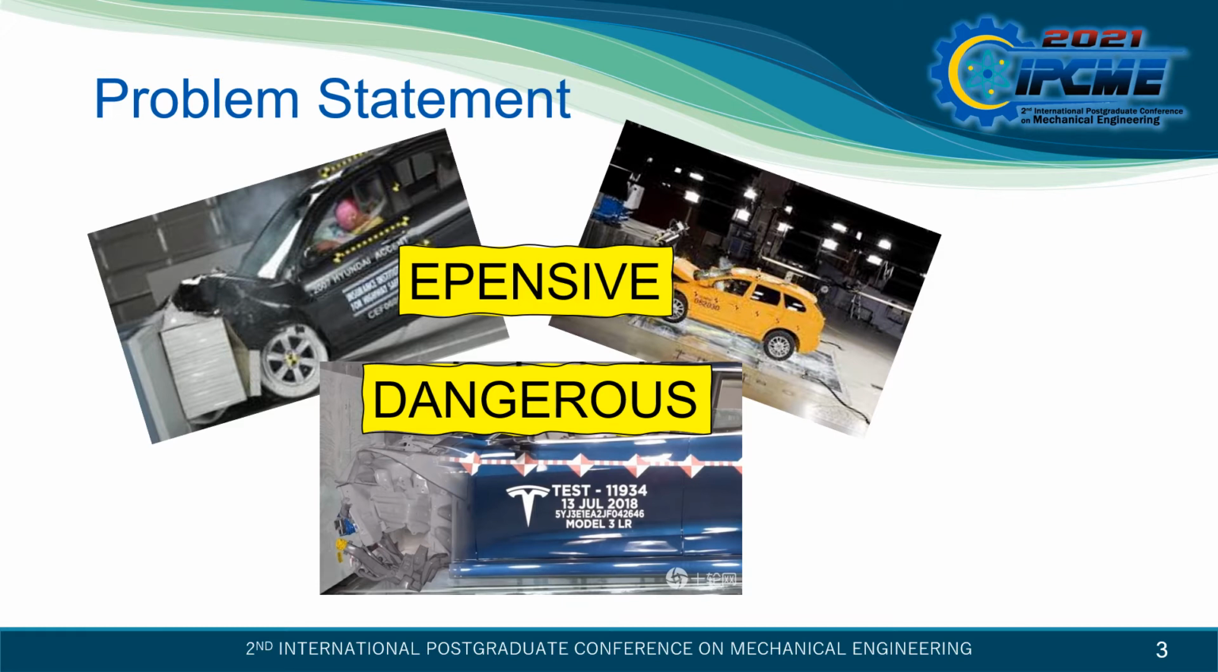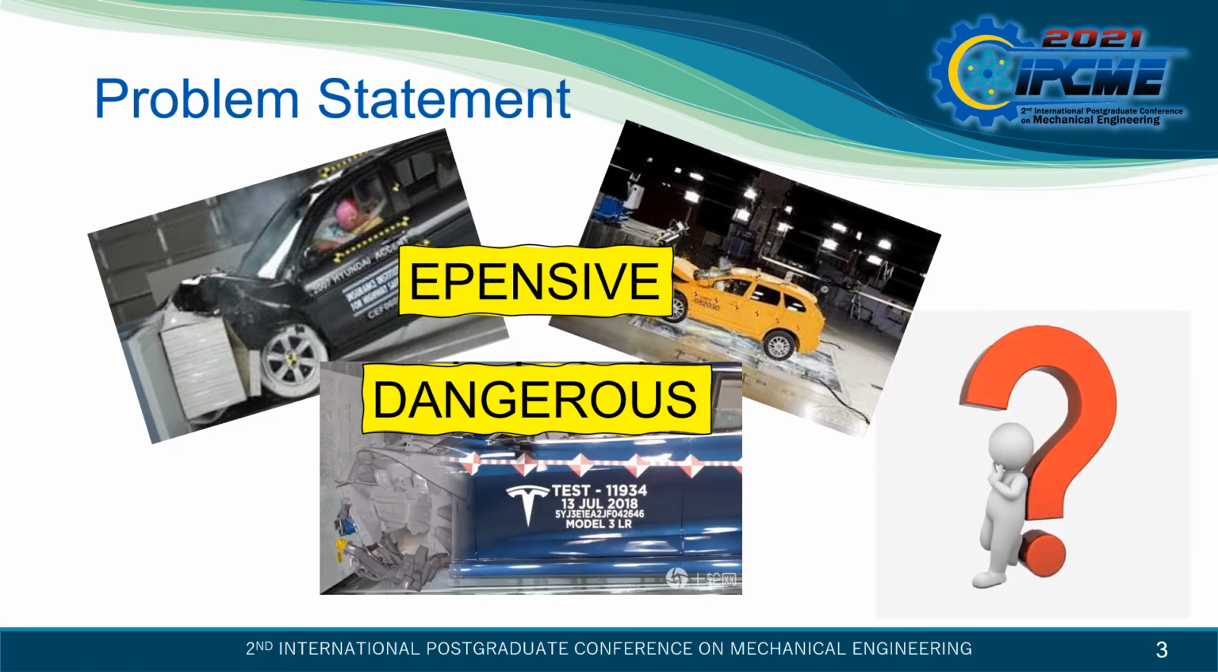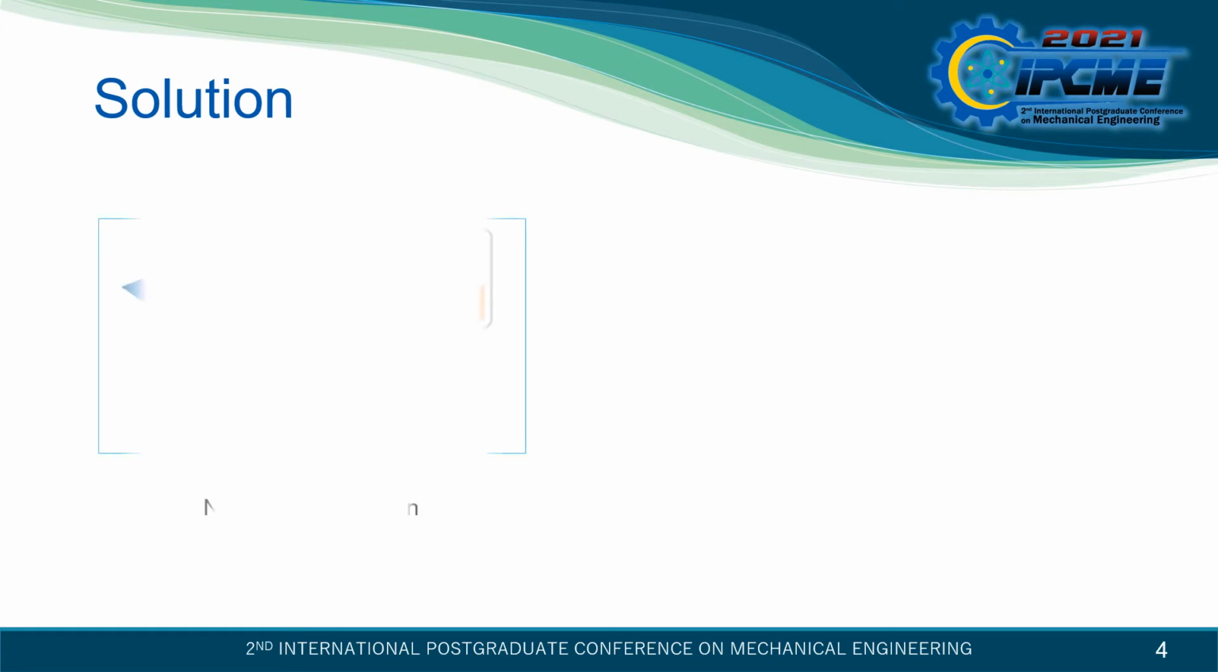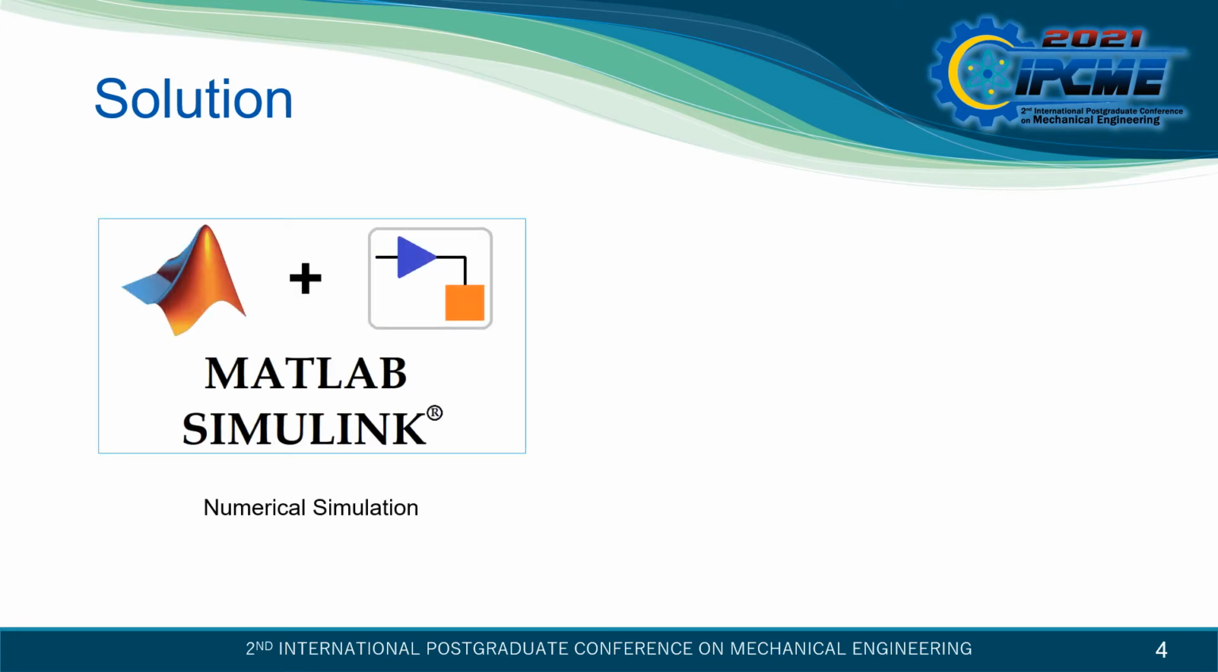So can we find a different kind of testing that is not expensive and is safer? Here is a solution: numerical simulation. The simulation is very safe because it uses software. You can use it on your PC or laptop, and it is cheaper. If you do an experiment with a real car, once it is done, the car becomes scrapped. But with simulation, no. You can do it as many times as you want.